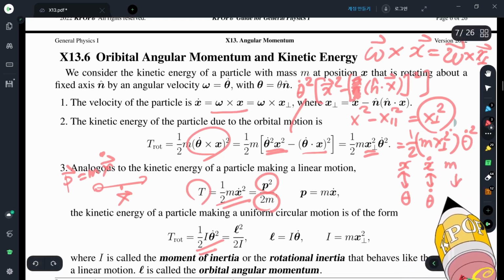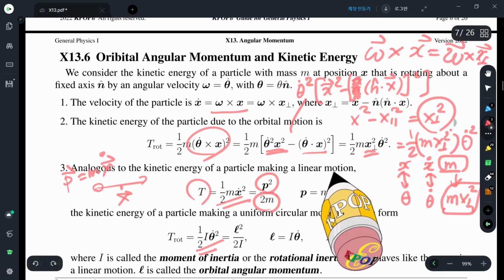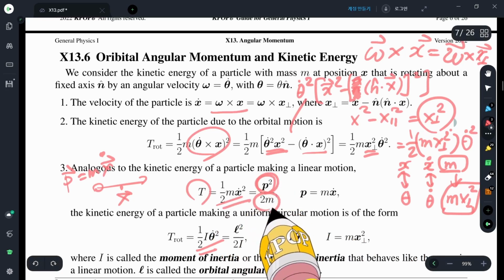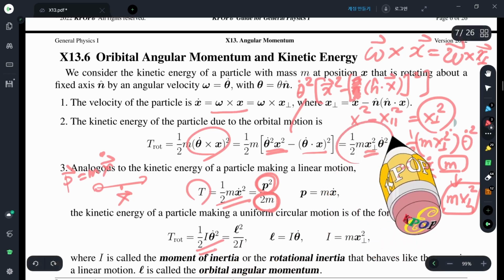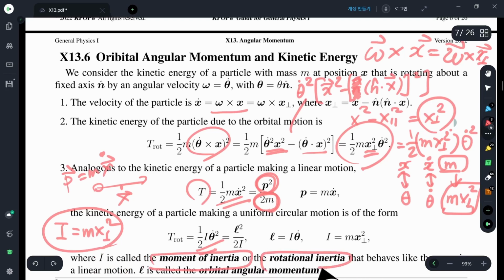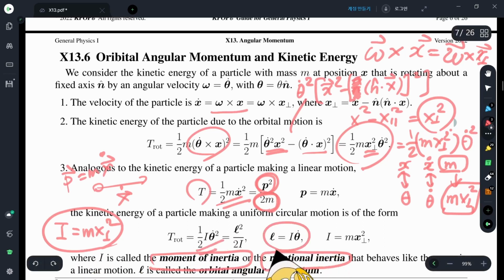Relative to m, we have m x perp squared. That's quite different. And energy: if we write down the energy, we used to have momentum squared over 2 times the mass. And here, kinetic energy is explicitly given. Let us define I to be m x perp squared. And this one is the moment of inertia, rotational inertia. If we define it in such a manner, kinetic energy is like that.